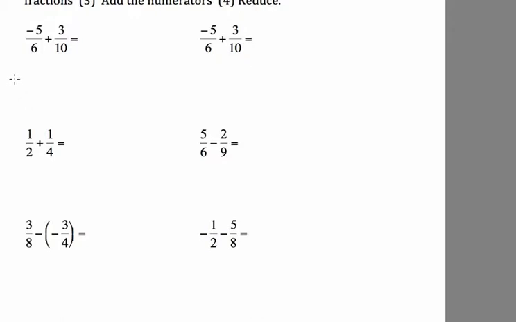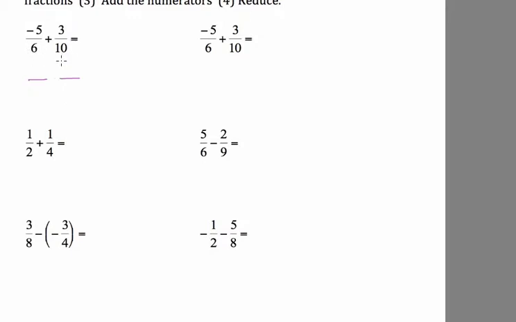If you do not have a common denominator already, the steps are a little bit more complicated. Number 1, you'll find a common denominator by finding the least common multiple of the denominators. Number 2, you will unreduce the fractions. Number 3, add the numerators.